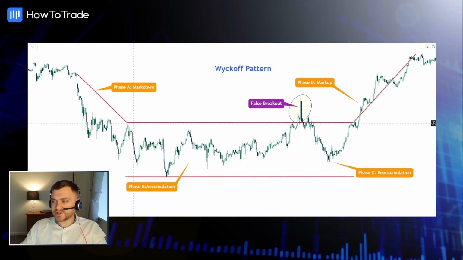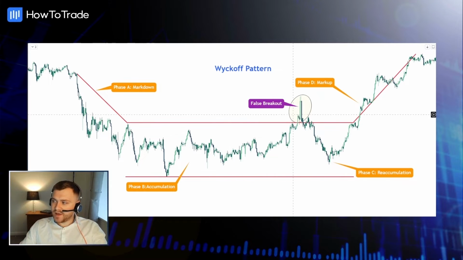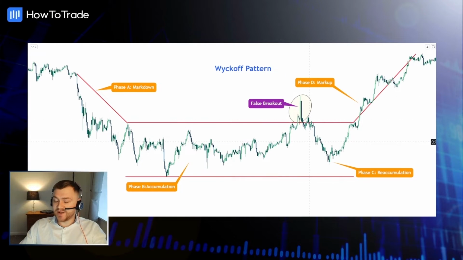That's our accumulation, and therefore we can draw the upper and the bottom of this accumulation as support and resistance. Then what we see is the market fake to break above this resistance line from this phase B, and we've actually snapped back inside. This is what's known as a false breakout.